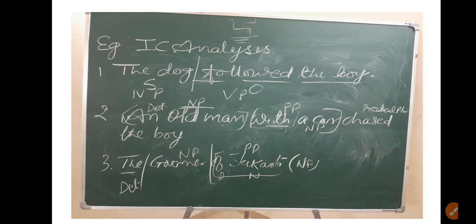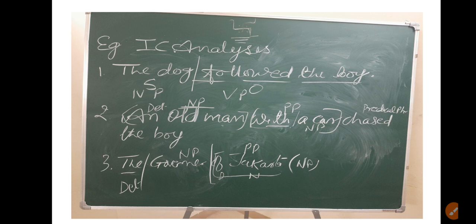So an IC analysis example is: the dog followed the boy. Here the dog is the subject, and the boy is the object. The dog is the noun phrase, and followed the boy is the verb phrase. The verb phrase, when divided, gives followed and the boy, which is again a noun phrase. Then the noun phrase is divided into one branch, the determiner the, and another, boy, the noun.